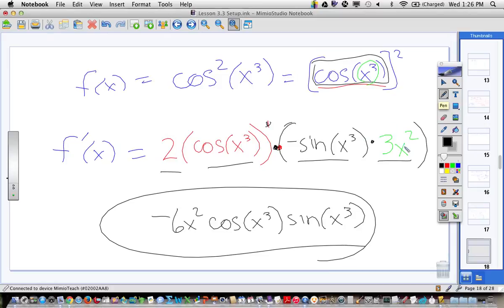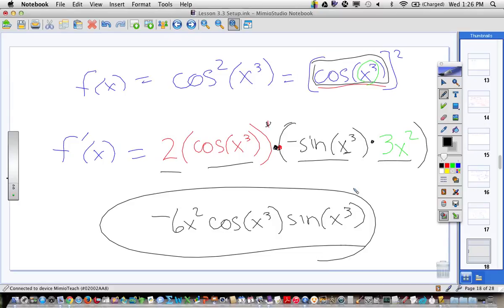Right here, the derivative of this inside. So we start with, here's the thing: you do the derivative of the outside, you leave the inside alone, and the last step is you do the derivative of the inside.